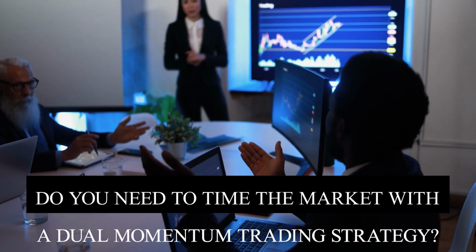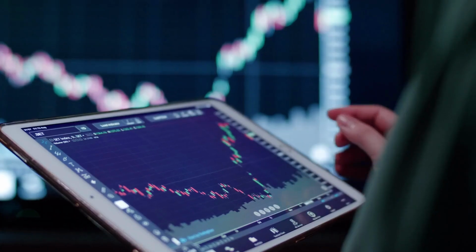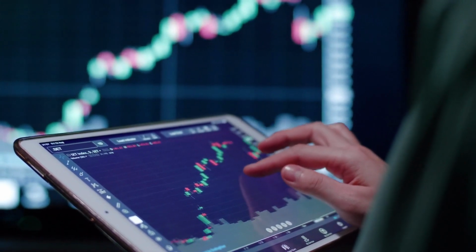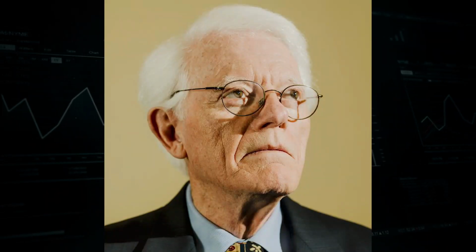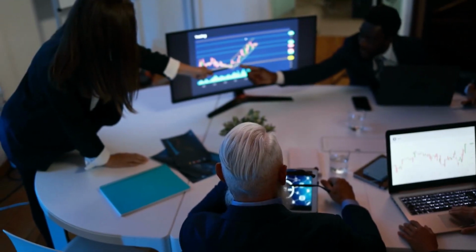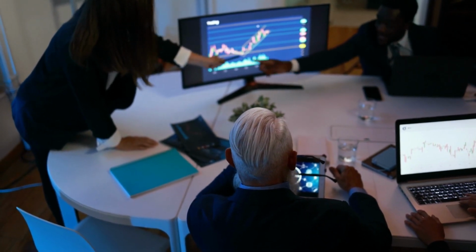Do you need to time the market with a dual momentum trading strategy? No. That's one of the advantages with this type of trading and investing. As Warren Buffett, known as the Oracle of Omaha, once wisely stated, trying to time the market is the #1 mistake to avoid. Spending time and energy predicting the optimal moments to buy or sell in the market is exceedingly challenging and mostly futile, often resulting in missed opportunities or premature actions. As Peter Lynch once said, far more money has been lost by investors trying to anticipate corrections than lost in the corrections themselves. However, dual momentum offers a potential solution by providing a method to identify and capitalize on trends.